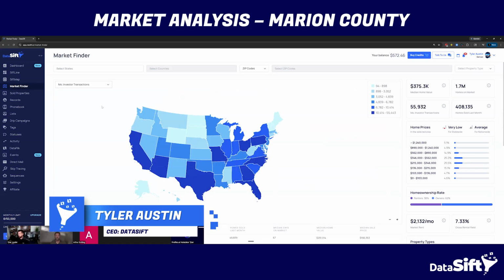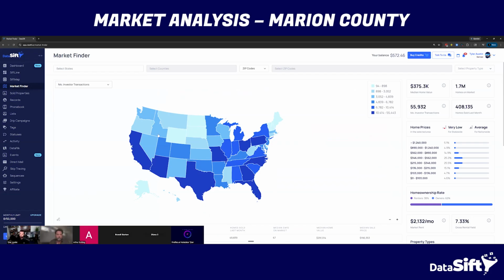Getting in the Market Finder now for Marion County. We're going to search. I'm going to explain kind of what Market Finder is now, and we're going to get into the high level stuff, and then we're going to dig into Marion County.